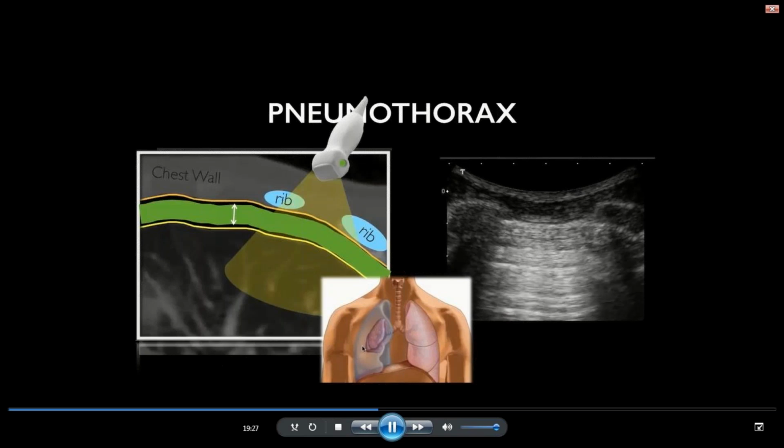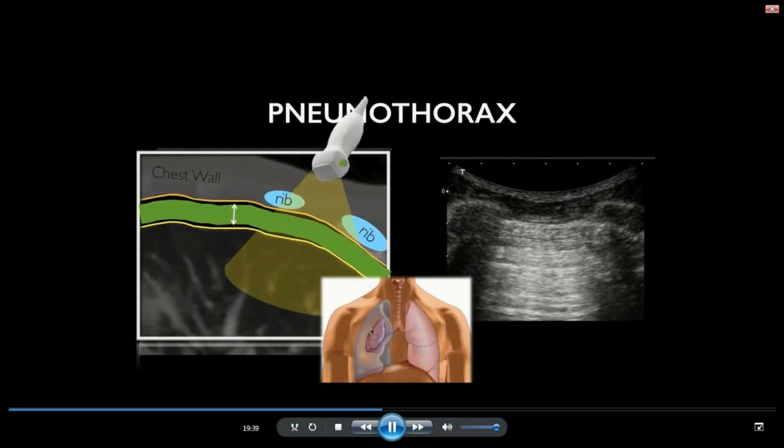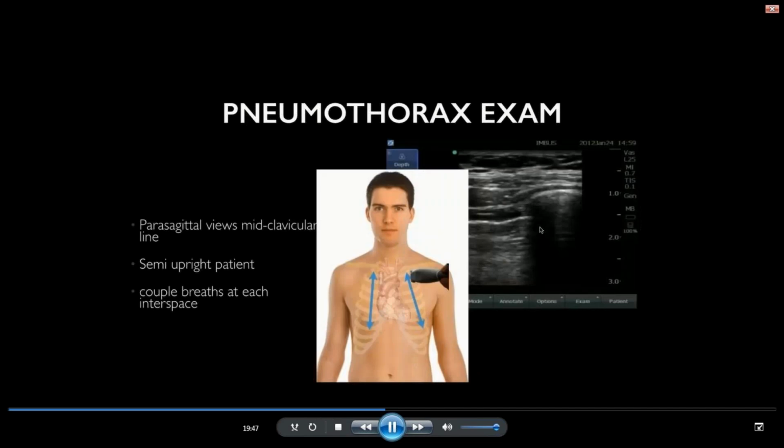So here's a pictorial image just to remind us what happens in pneumothorax. As we all know, there is replacement of the normal visceral parietal interface with air, which separates the visceral from the parietal pleura, which is what actually causes the absence of appreciation of lung sliding on ultrasound.